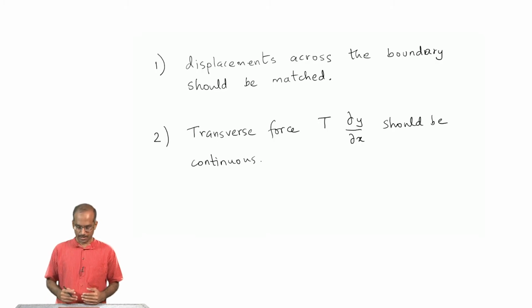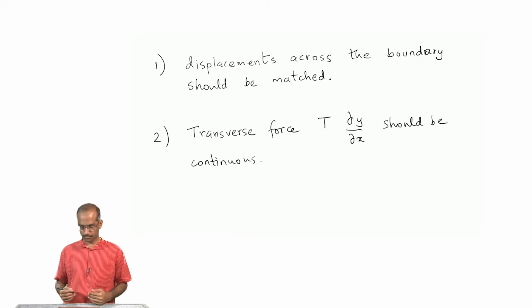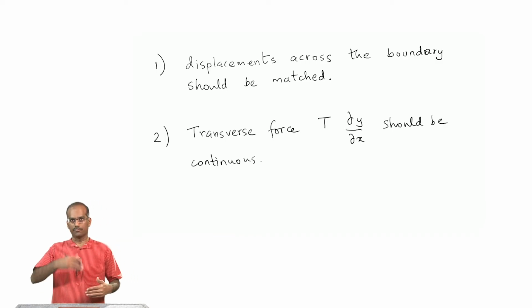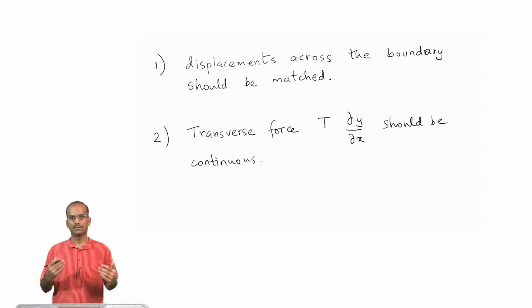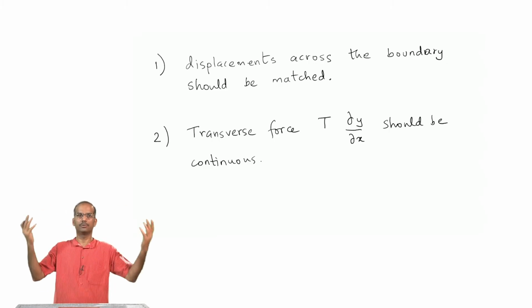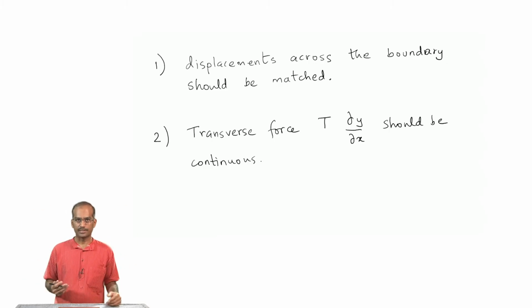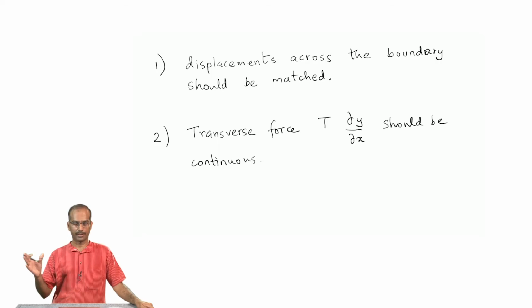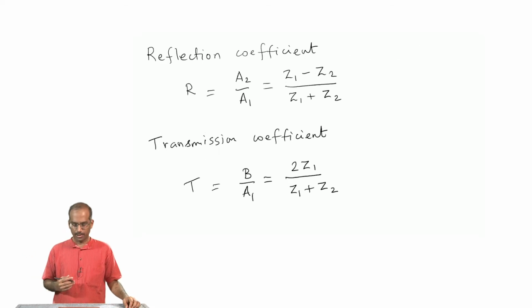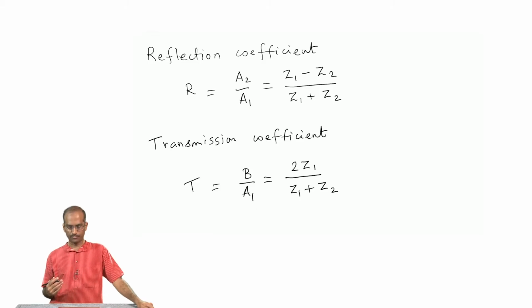The second condition is that the transverse force, the force that acts in the vertical direction, has to be continuous, because if there is a discontinuity in the force, there will be a net force in some direction and it will just carry the whole string in that direction. Again, that does not happen in practice without any external force being applied. In the previous module, we were able to show that the reflection coefficient and the transmission coefficient are simply functions of Z1 and Z2.